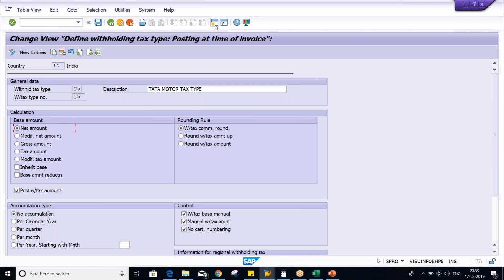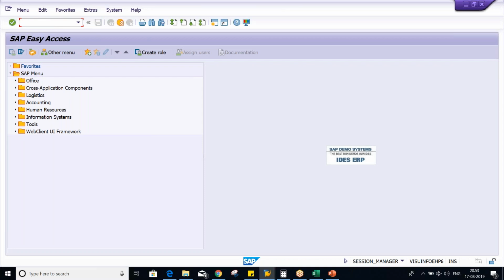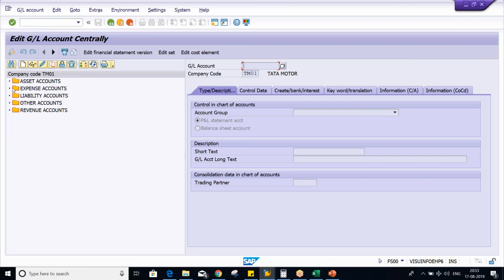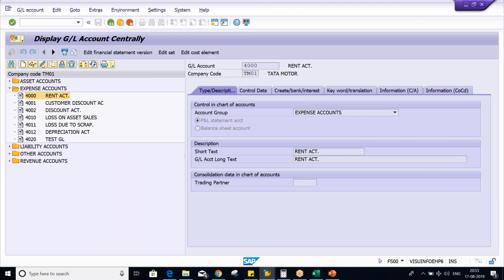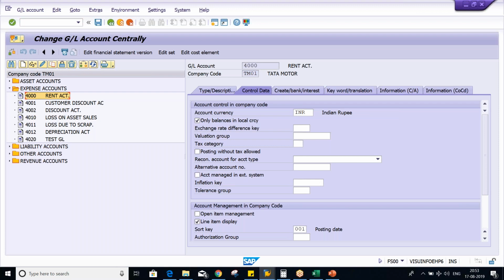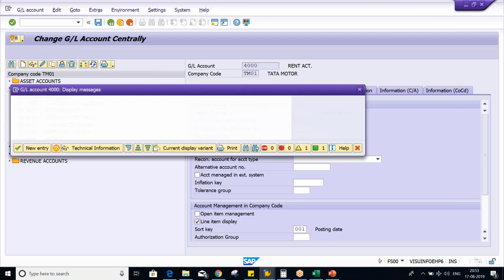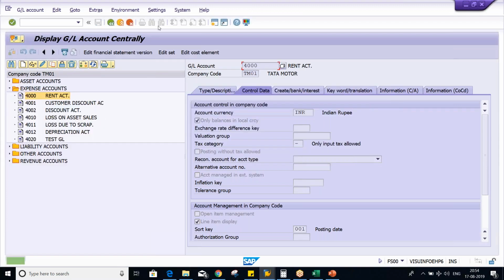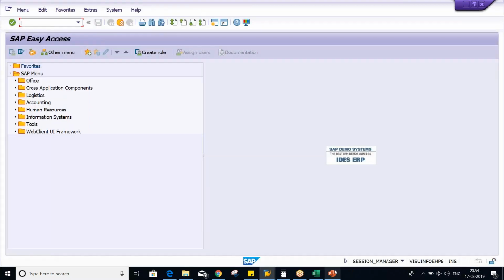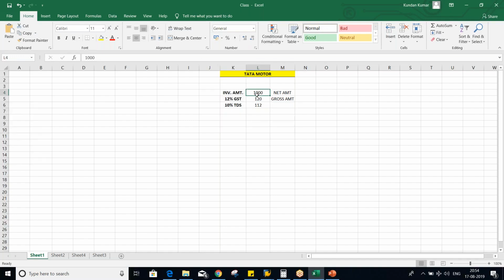Okay, so now let me do one thing. First of all, I have to make certain settings, guys, so that I can show you all the examples. Let me give certain settings. So now what will happen, guys? Then this is how we are going to apply certain GST. Okay. So now I'm going to take an example of this scenario itself.